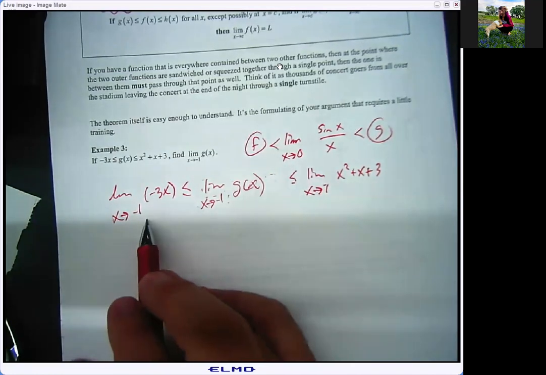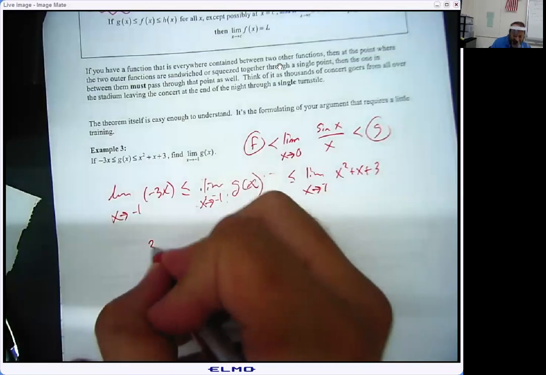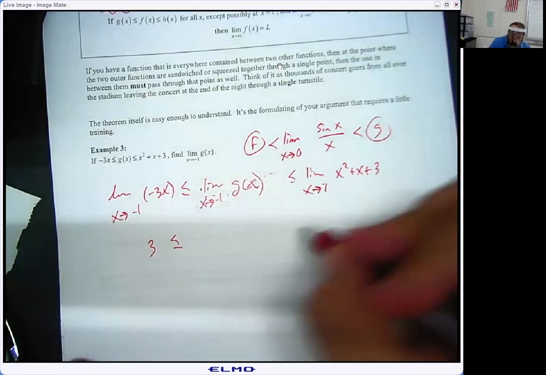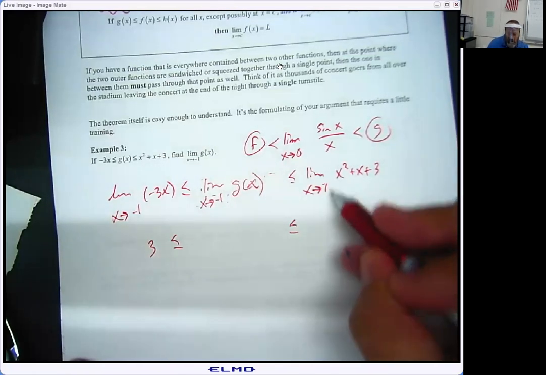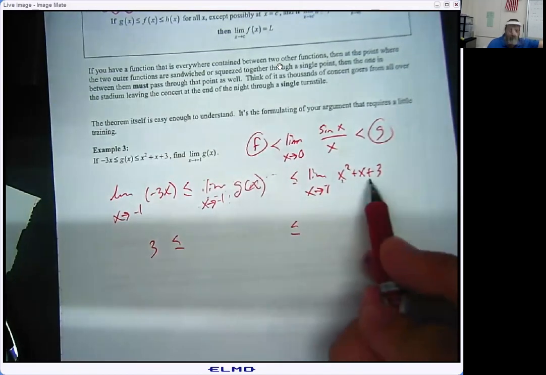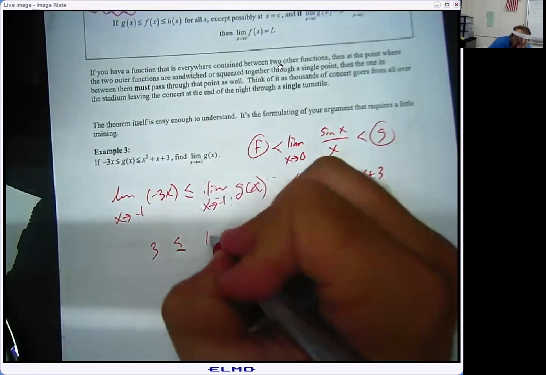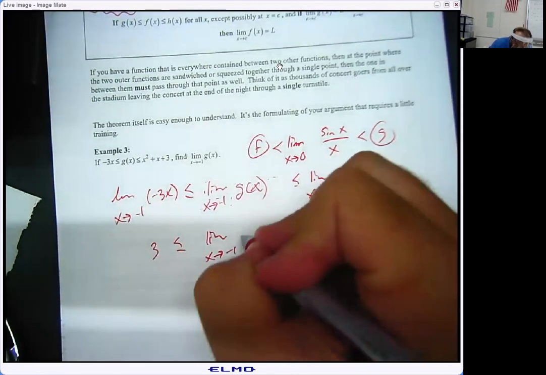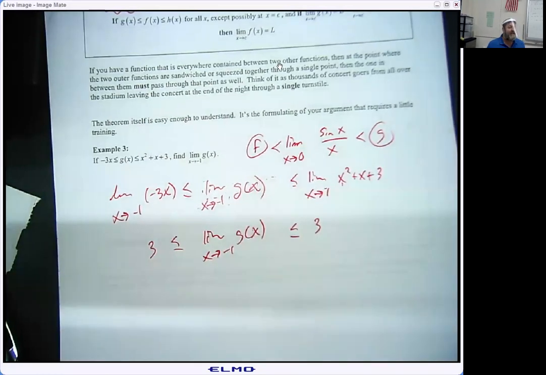What is this one? 3. What is this limit over here? If you got really, really close to negative 1, it'd be negative 1 squared, which is 1. Negative 1, which is, well, negative 1. And 3, that's 3. So what would that tell you must be true is if g of x is stuck between 3 and 3, then what would that pretty clearly mean? I think it's going to be 3, isn't it?